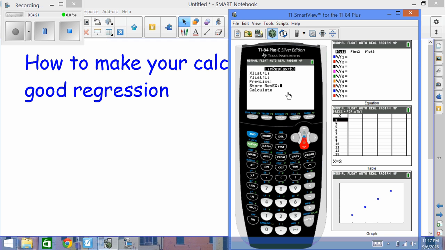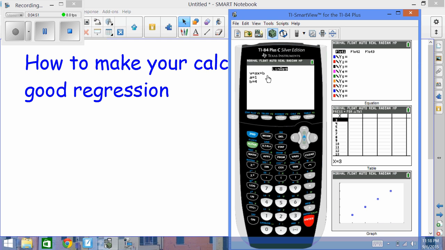So I would like to put it in Y1, and here's how I get to Y1. I'm going to go to VARS, and then I'm going to go to Y-VARS, and then I'm going to hit enter. And now look at this. I could put it in Y1 or Y2 or Y3 or Y4. You get the idea. I'm going to put it in Y1 because I don't have anything in there. That's so cool. And then I'm going to go down to calculate. I'm going to hit enter.